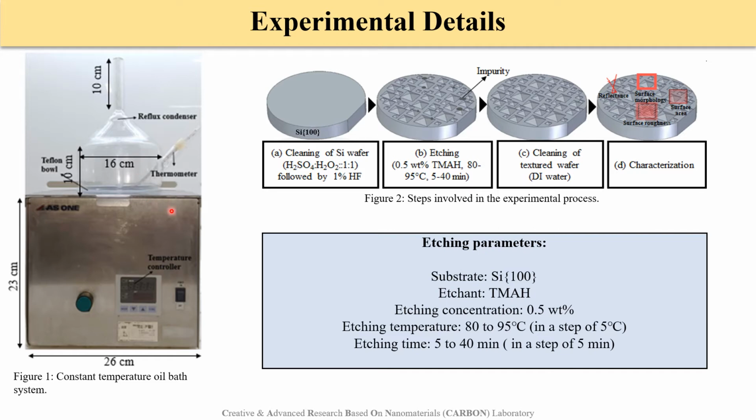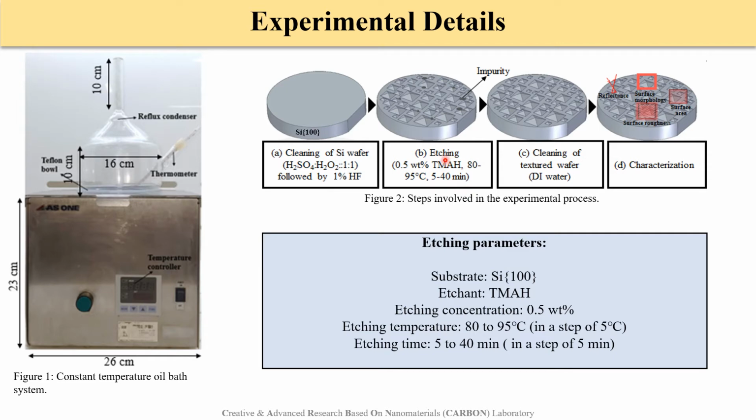Figure 1 shows the constant temperature oil bath system which was used for wet etching. It contains a reflux condenser, thermometer, Teflon ball and a sample holder. The reflux condenser is made up of thick double-layer glass, the purpose of which is to keep the etching concentration constant throughout the experiment.